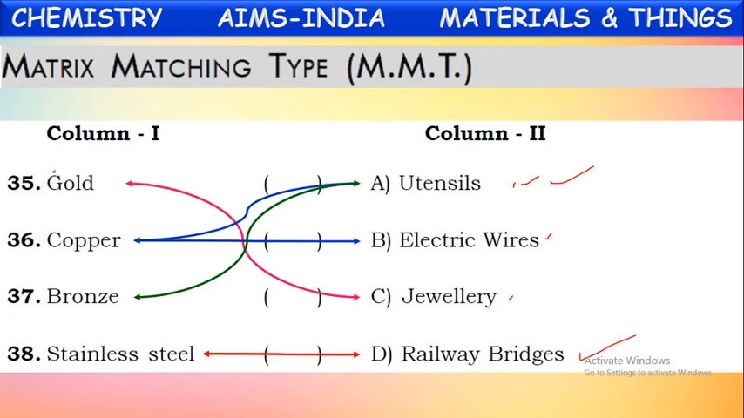So for the first one, gold, we get only one option, C. If you see for copper, what are we getting? Two are correct matchings, A and B. So for copper, A and B is the correct answer. If you see bronze, it is in making of utensils, so A is correct for this. For stainless steel, also one correct answer, that is D. Okay, this is called matrix matching. In this, the given options in column 1 will be matched with one or more than one in column 2. So you have to select them all carefully.